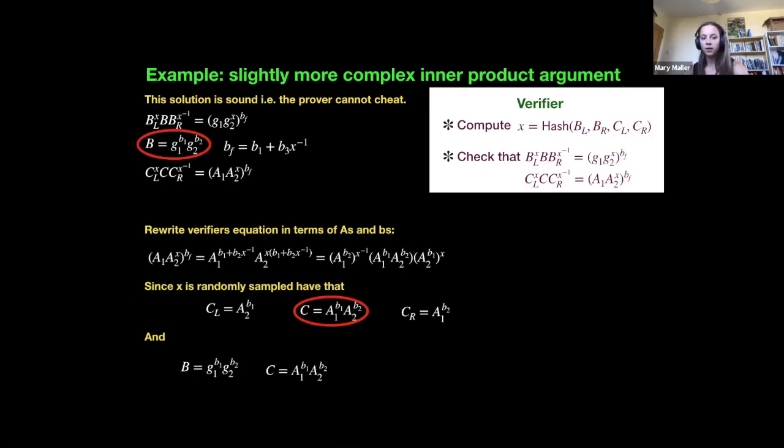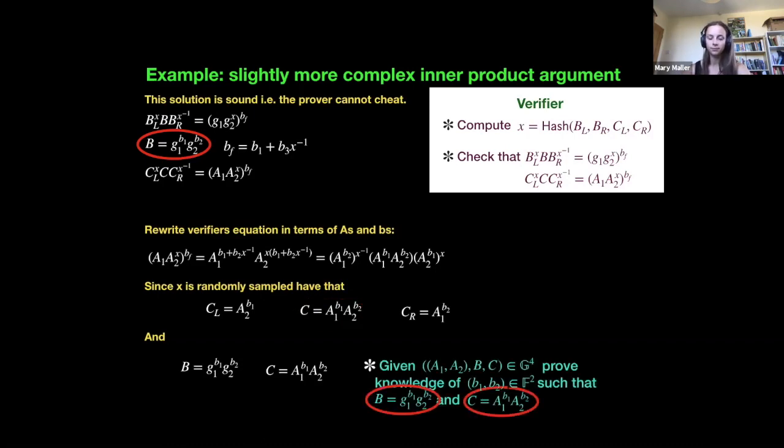We have that B is equal to G1 to the B1, G2 to the B2. And we have that C is equal to A1 to the B1, A2 to the B2. Remember our problem statement here. Therefore, our prover is not going to be able to cheat this without breaking some of our assumptions, either our discrete log assumption or our random oracle assumption. And this is what we need for soundness.